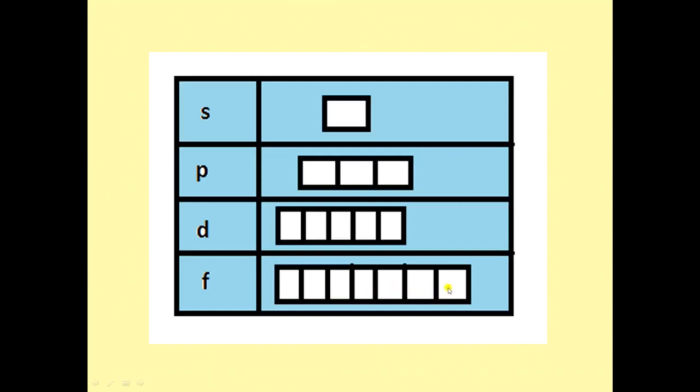You cannot violate this rule. Pairing will start only after every orbital has one electron, from the first orbital. You cannot start pairing from any orbital.